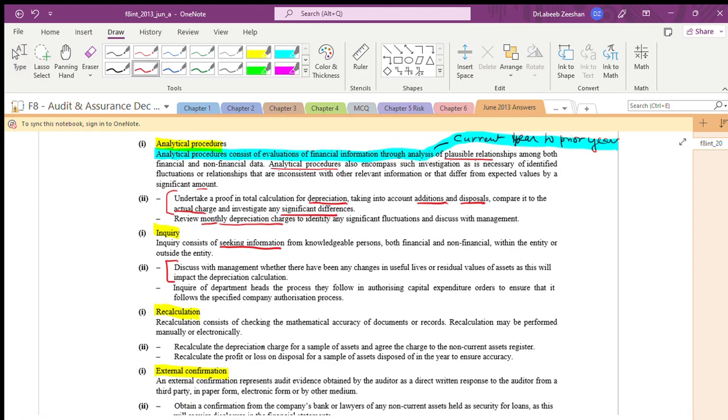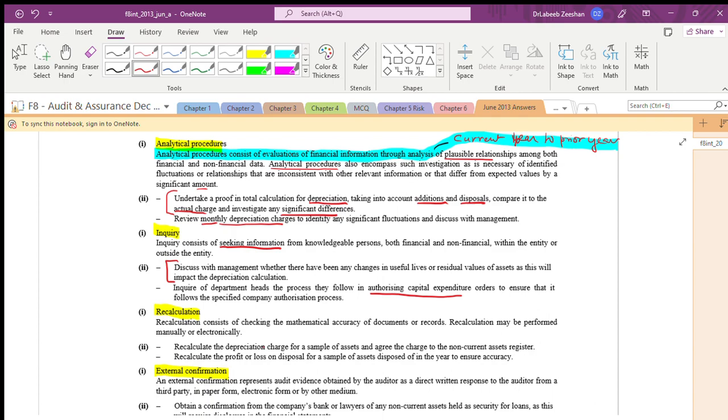The second point I am not stressing that much, I am just explaining. Inquire of the department head about the process they follow for authorization of capital expenditure, to ensure that the company has a specified authorization process.